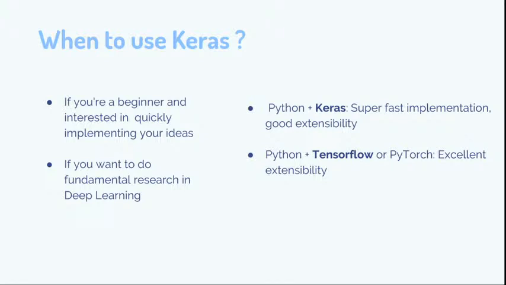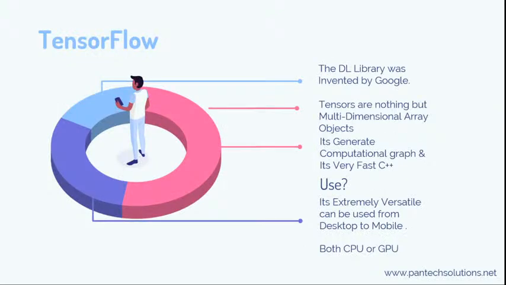If you want to do any fundamental research, you can use Python plus TensorFlow or PyTorch also. About TensorFlow: it is a library invented by Google. It has a multi-dimensional array object. TensorFlow is built with C++ and can be used on both CPU and GPU. So this is all about TensorFlow.